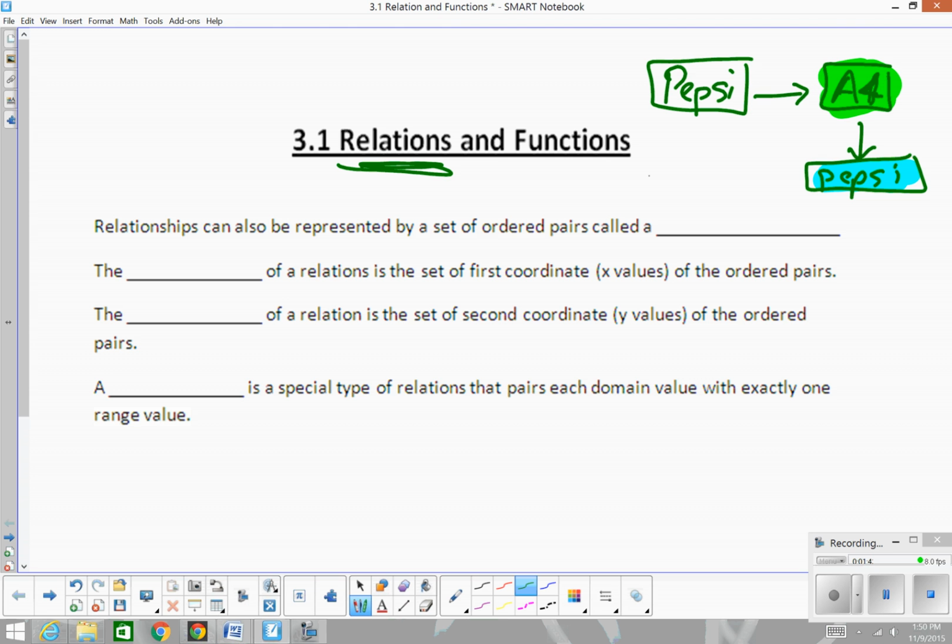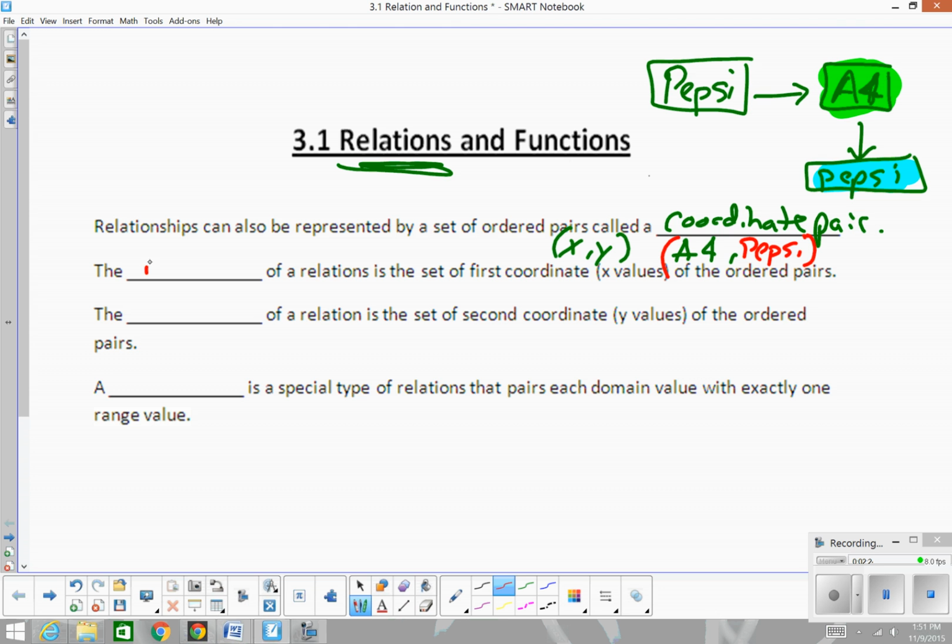So if I talk about a relationship, it also could be represented by a set of ordered pairs called a coordinate pair or point. That's just saying I have an x and I have a y. In this case, what's my x? My x is what you're inputting. So my x is A4. My output, or my y, is going to be my Pepsi.